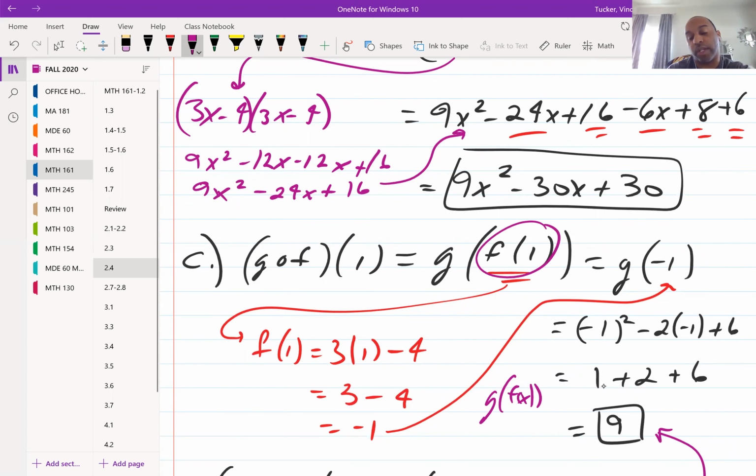That means the first thing we will look at is the function of f, and we plug in 1 into it. And that's what I have right here, f of 1. So it's 3 times 1 minus 4, which will give you -1. So f of 1 is equal to -1. So now you take -1 and plug it into g, and that'll give you 9. So that's one way of doing it.